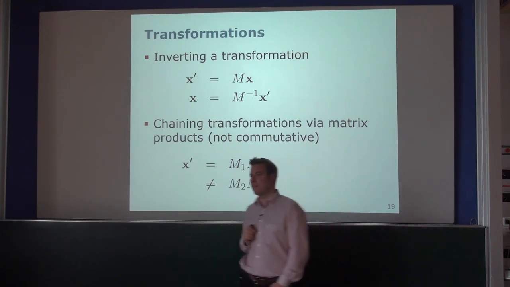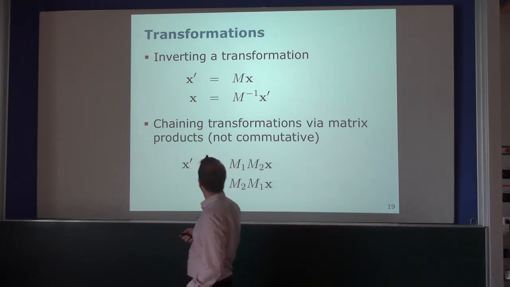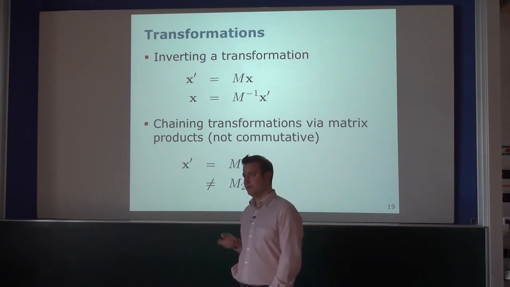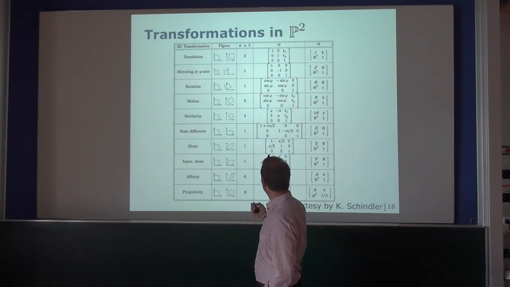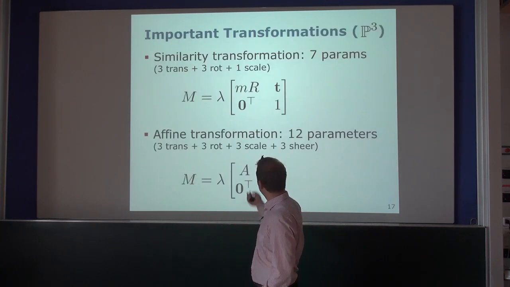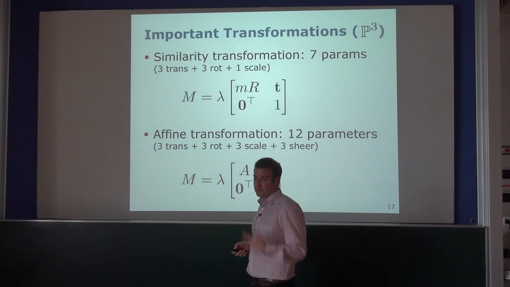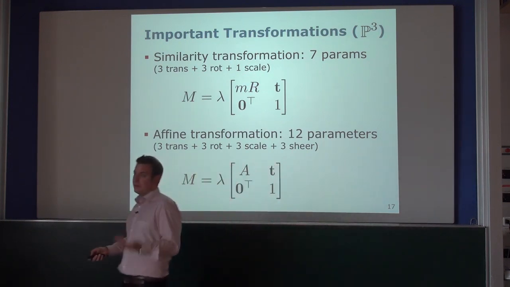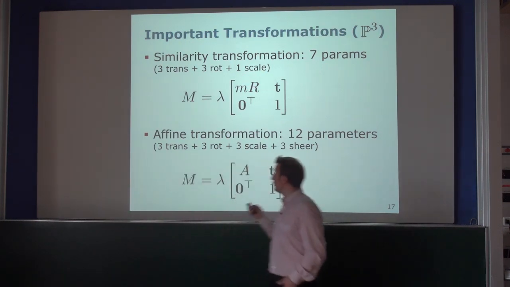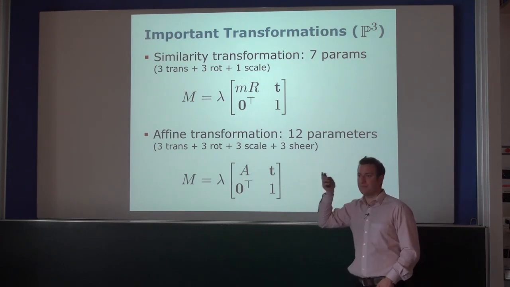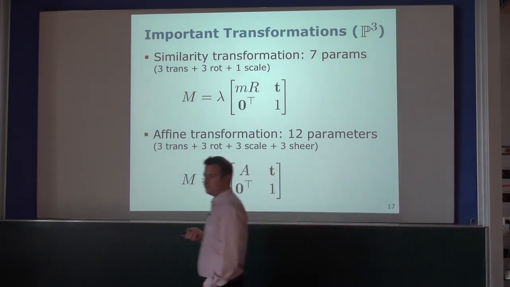Is our M always invertible? M is always invertible. This results from the way you construct those matrices: you have this one over here, the zero vector here, the translation goes here, and the rotation matrix is always invertible. As a result, you can show that if you construct M in this way, it is always invertible.